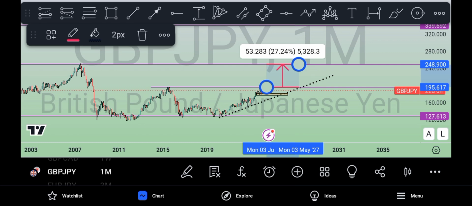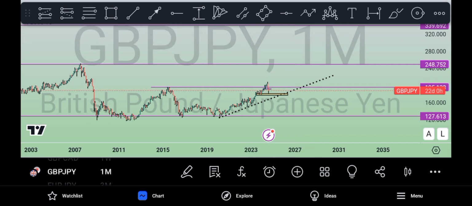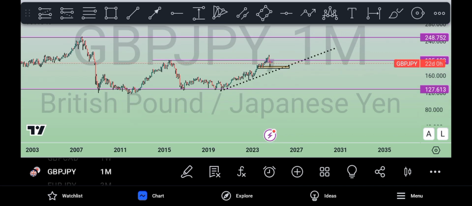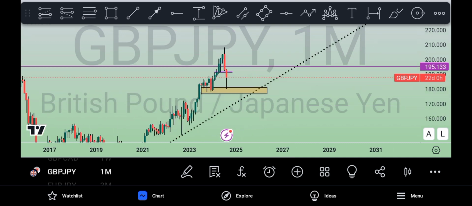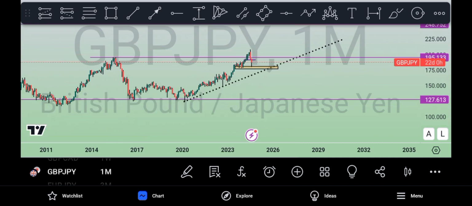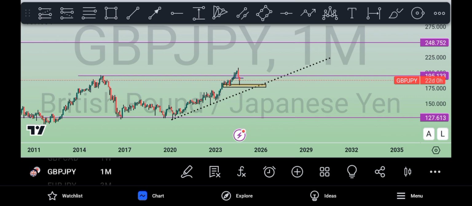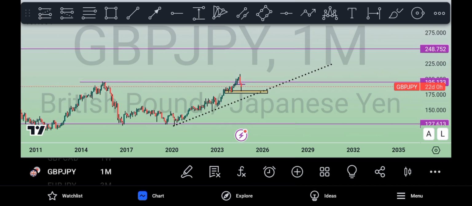GBP is about to shoot up to the moon, and money will be made. All you just want to do is wait for the market to give you more confirmation, then buy the trade and hold.